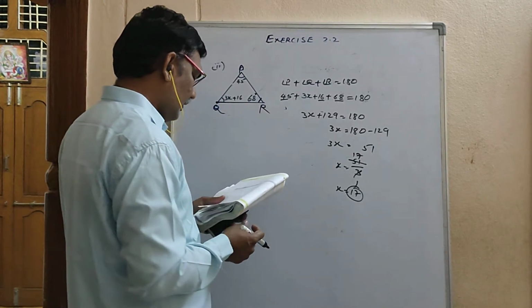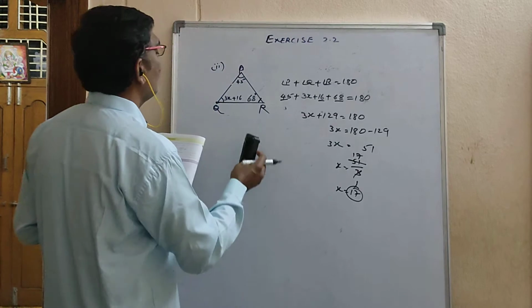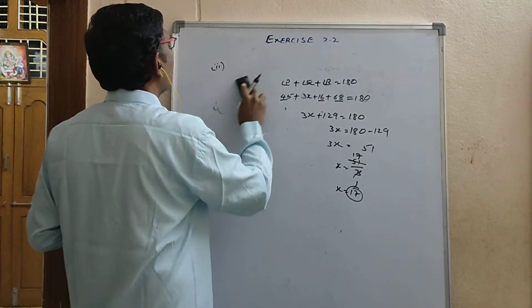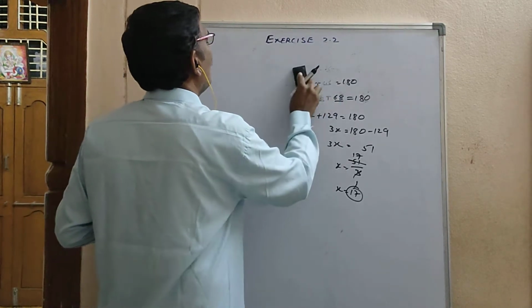So like this, by using the rules of triangles, we can find the remaining ones. I can't do all the problems on the board. If you have any doubt, you can ask me. One more problem I will say here.